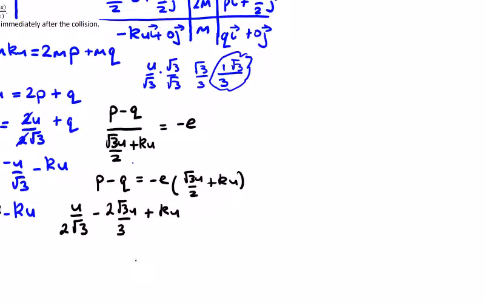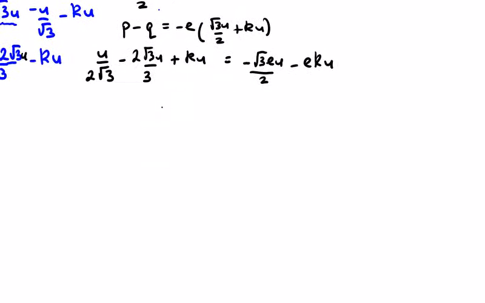That's going to be equal to the right hand side, minus e, I'll multiply it out now, minus root 3 eu over 2 minus eku. So we can start seeing now we're getting u's, e's and k's, which is what we want. So if I bring the 2 k's to the left, I'm going to get ku plus eku. And actually I can see there's a u in each term now.